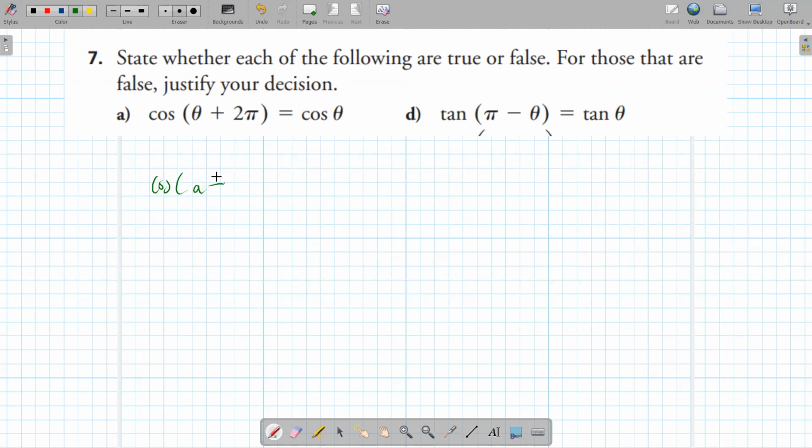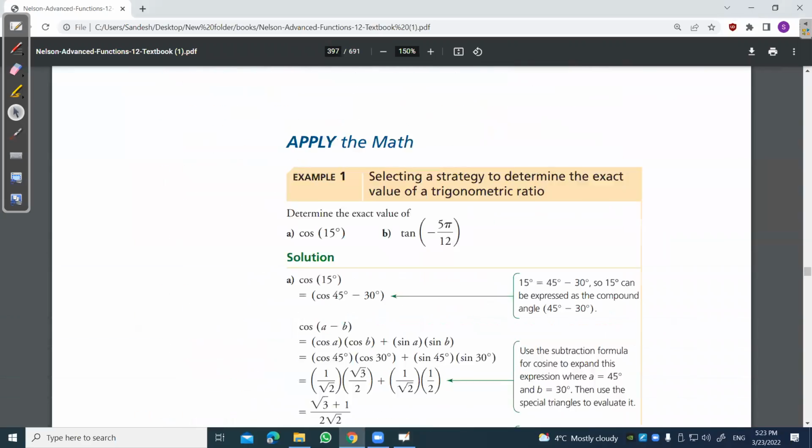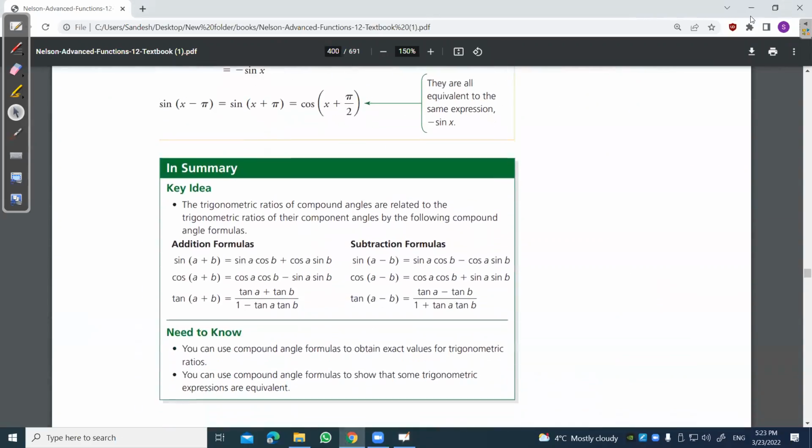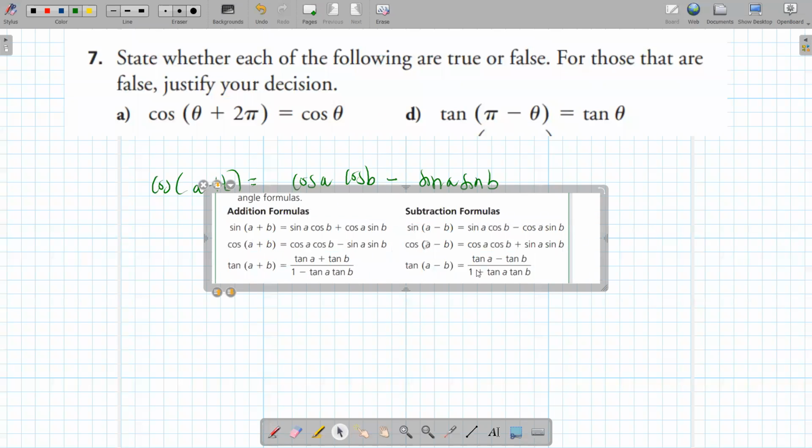Cosine of A plus B. There's a compound angle formula, yeah, we did that today. So it's going to be cosine A cosine B minus sine A sine B. Now I don't know where this is exactly. It's right here, in the next section. So we can use one of these to expand this, per se.